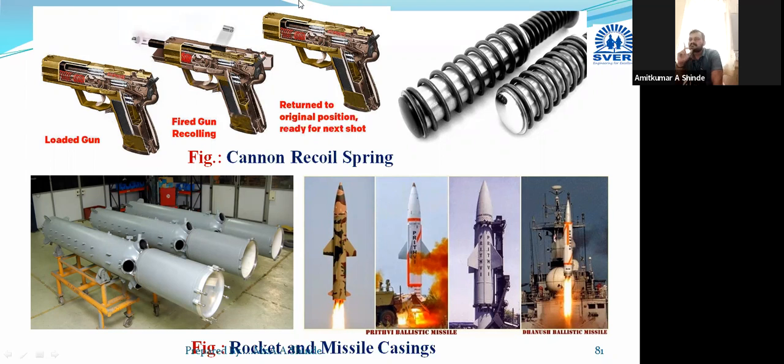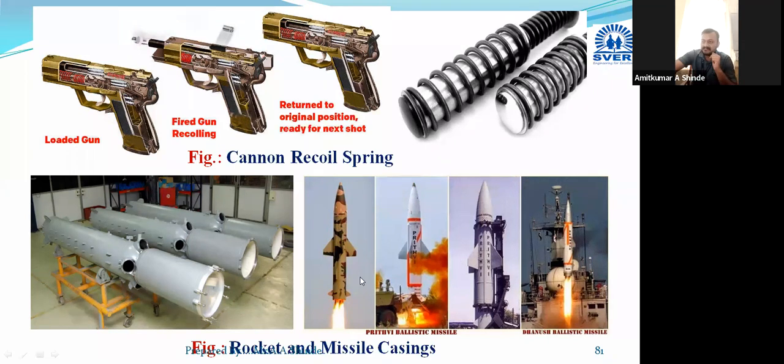And for this operation, they are loading the gun and firing the gun, and that gun returns to the original position and is ready for the next shot, or again you are loading and again you are firing. And during all this process, this cannon recoil spring is working, and this is made up of maraging steel.